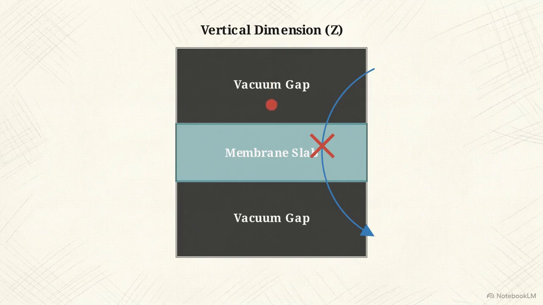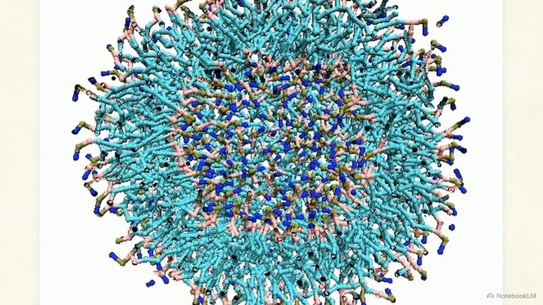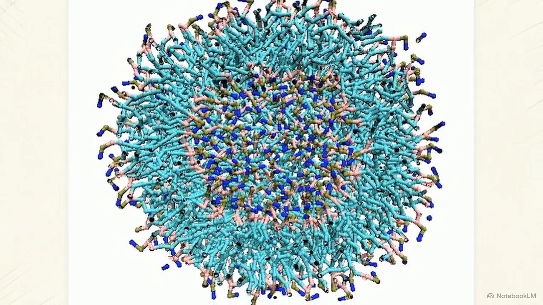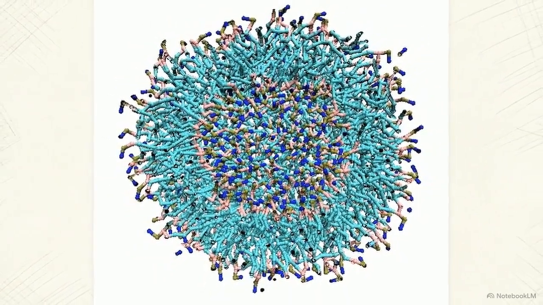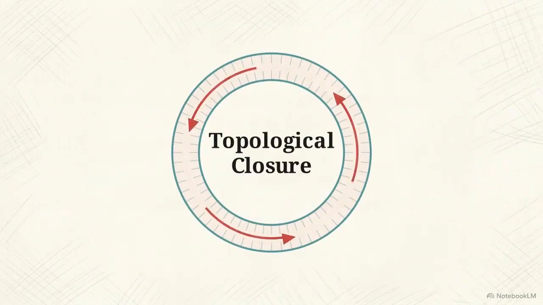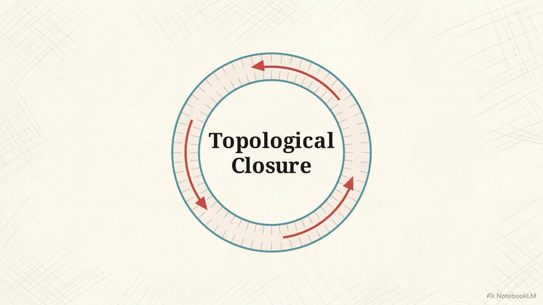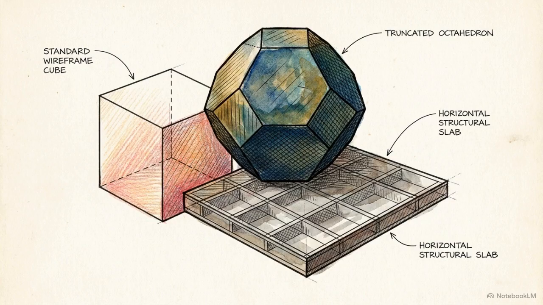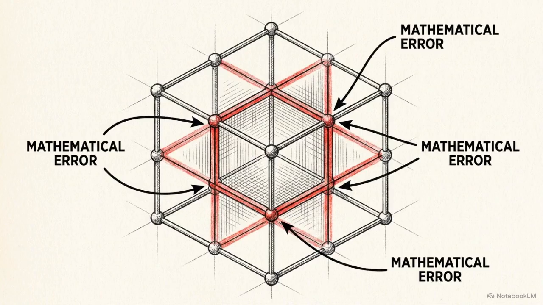Compare that to this spherical liposome. Because this membrane naturally curves back in on itself to form a closed shell, no vacuum gap or slab geometry is required. The surface is already its own boundary. By manipulating the shape and dimensionality of the periodic boundaries, computational chemists can custom build the exact infinite environment a specific molecular system requires. This topological illusion does have breaking points.